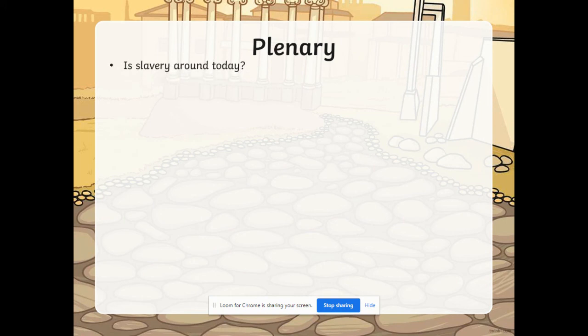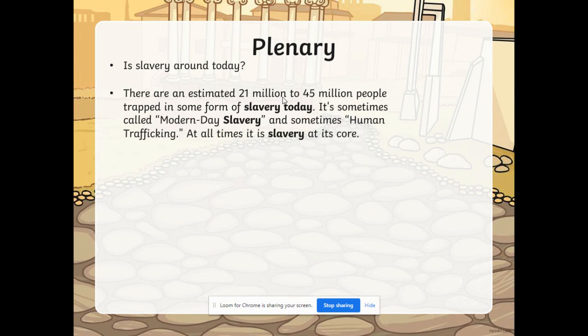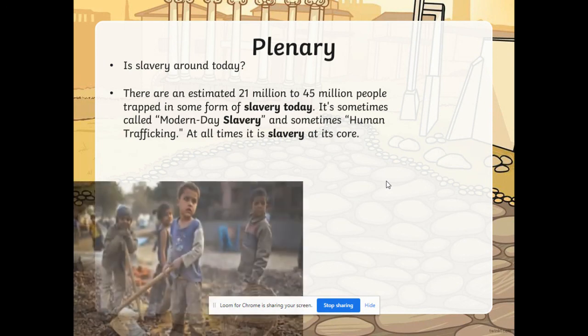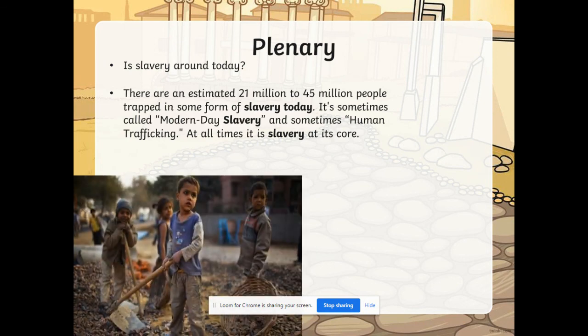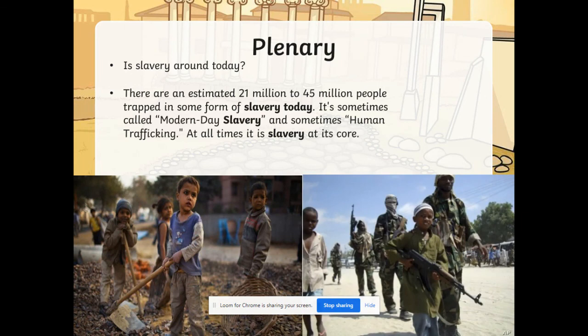Is slavery around today? There are an estimated 21 million to 45 million people trapped in some form of slavery today. It's sometimes called modern day slavery and sometimes human trafficking. At all times, it is slavery at its core. So it's people doing forced work. These children here are basically human slaves. Okay, very sad.